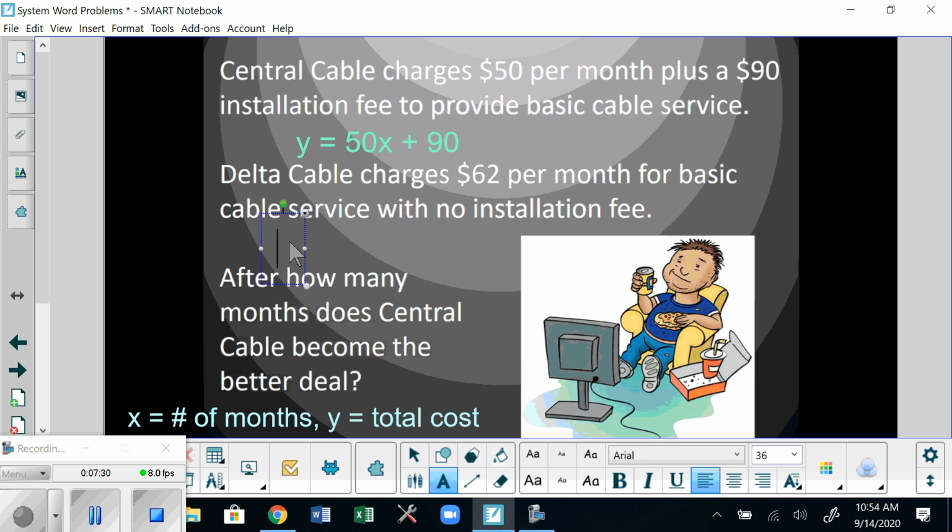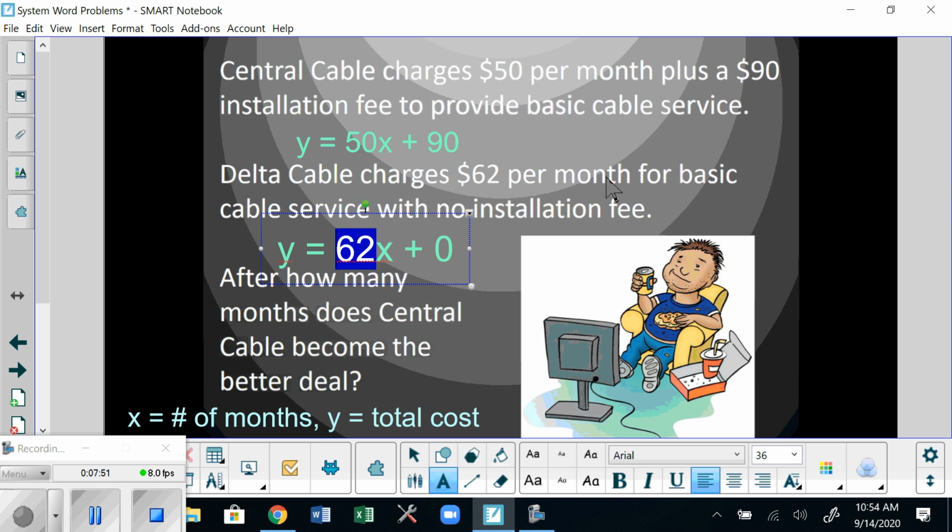Now, let's compare that to Delta Cable. Delta Cable, the slope is $62 per month with no installation fee. So this actually has a y-intercept of 0. You don't have to pay anything at the very beginning, but then every month that you keep this cable service, it goes up by $62.